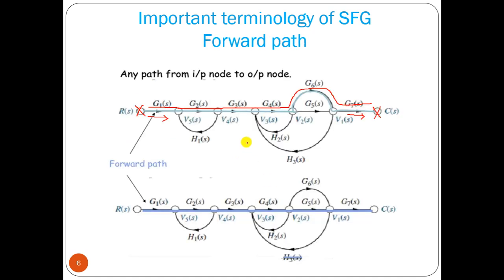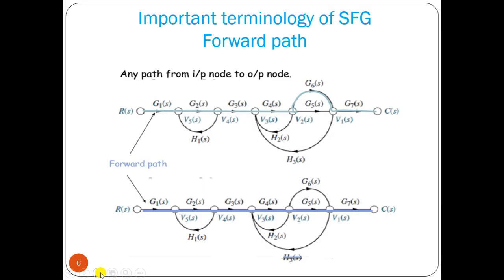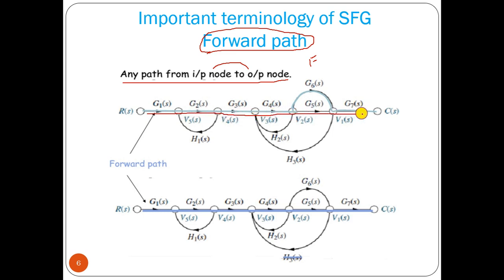Now let us find out what is path, okay. Now path is any path from input node to output node, input to output, that is called forward path, okay. That means how we are traveling from input to output node with that direction that we have to take care. So we can go along this path, okay, up to output.